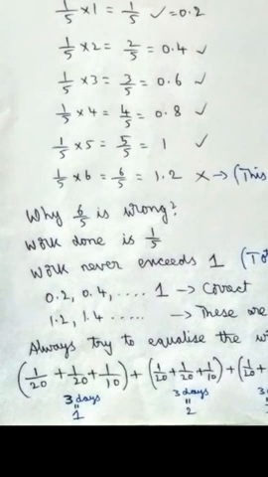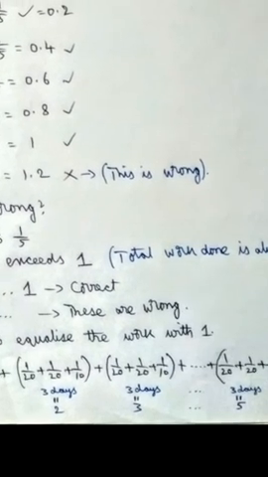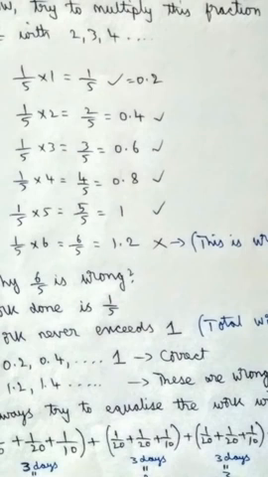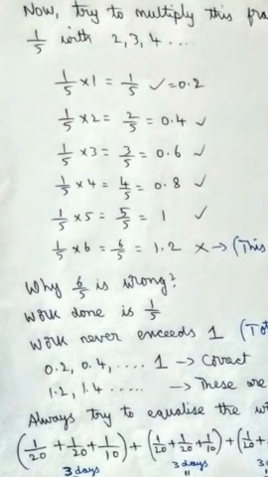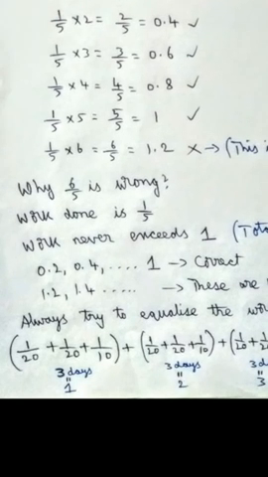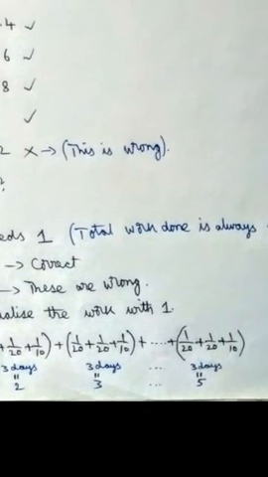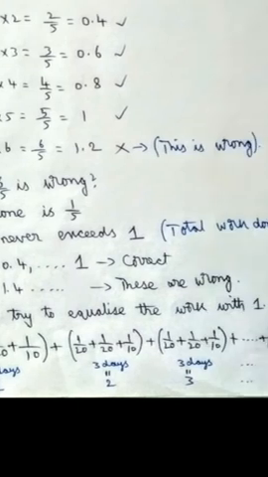Why is 6 by 5 wrong? Because in time and work, the work is always equal to 1. It should not exceed 1, like 1.1, 1.2, 1.3. This is wrong. So work never exceeds 1. We have to multiply the fraction until we get 1. So if the fraction 1 by 5 is multiplied with 5, we get 5 by 5 equals 1. So this is correct. Up to here we have to stop. See here, 0.2, 0.4 up to 1, this is correct. Whereas 1.2, 1.4 and so on are wrong. Always try to equalize the work with 1.